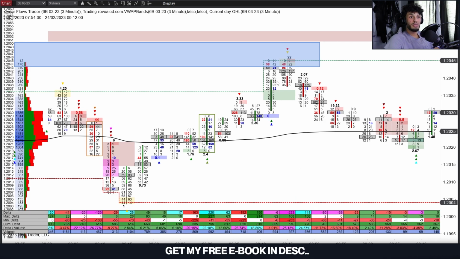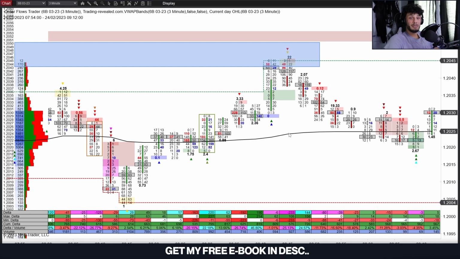But still, I'm not looking for anything. This is as we tap into the zone, by the way. I can see some selling imbalances coming in. And at the top right here, I can see also delta divergence. But I can see some selling imbalances coming in. Still no reason for me to short yet.